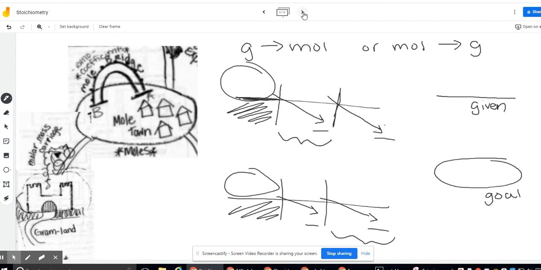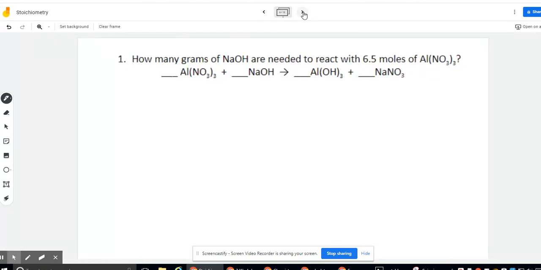Okay, so I'm going to use that method on this next slide to show you guys a couple examples. All right, so looking at our question, we have: how many grams of NaOH are needed to react with 6.5 moles of aluminum nitrate? All right, and so looking at our balanced equation, yay, it's not balanced. So we got to actually do that real quick. So looking here, I'm going to go ahead and start the balancing process. I'm going to use the line down the middle method.